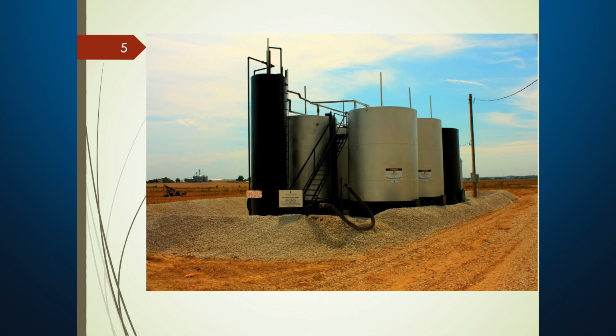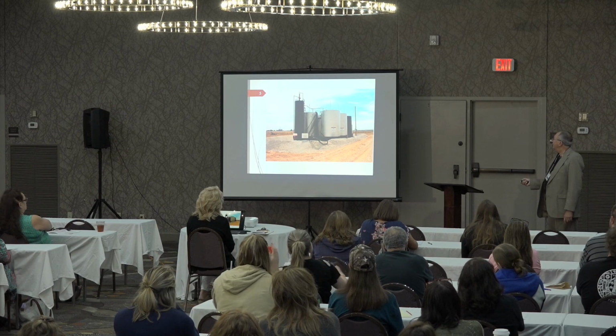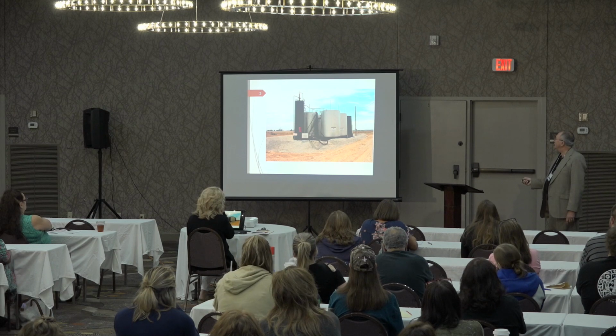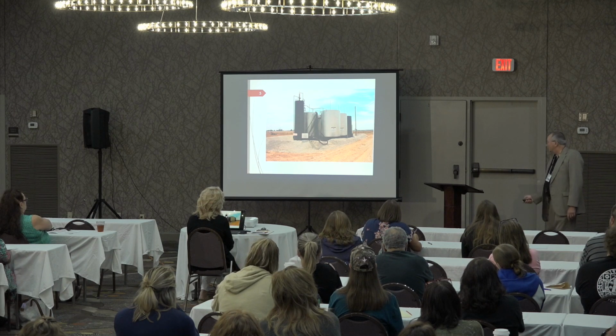This is a tank battery. Many of you may have seen these. There's several different components here. These are the stock tanks. Usually they paint the water tanks back here. You always have to have a water tank because it seems like every well in Illinois produces water at some point. And then this is the separator. It separates the water and the oil, and it goes through the various tanks.